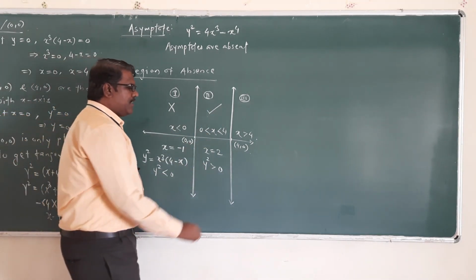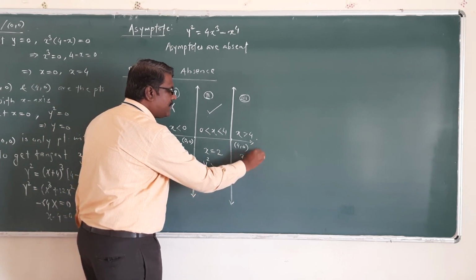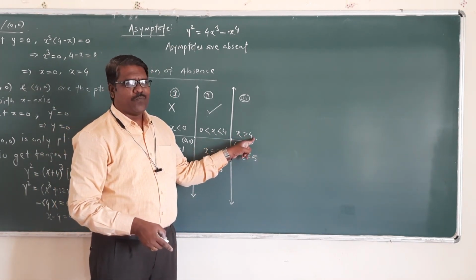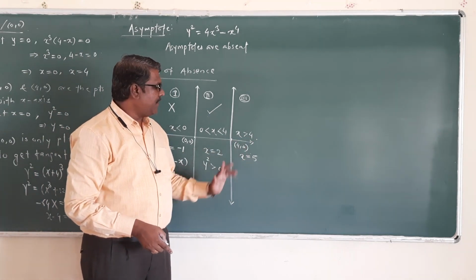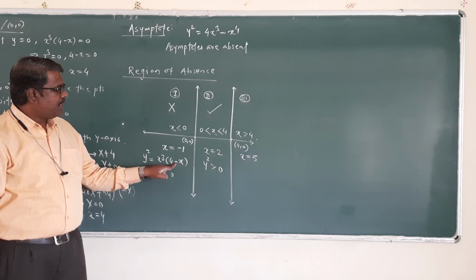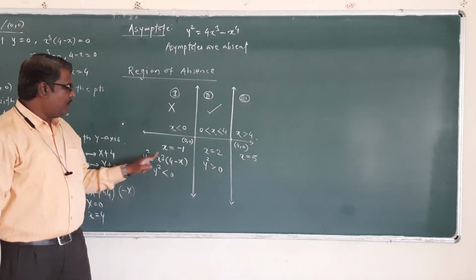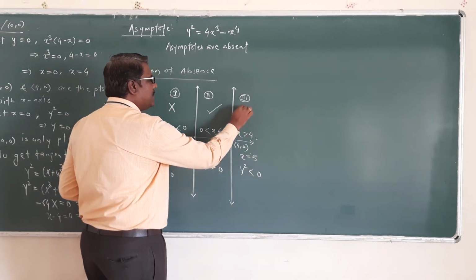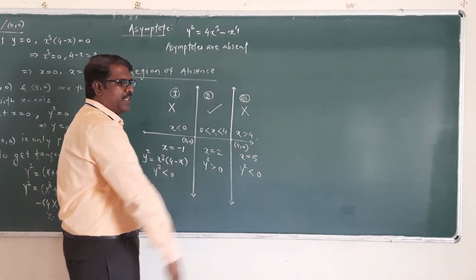Now in the third partition, choose the value of x as 5, because the third partition is x greater than 4. So choose x equal to 5. When x is 5, x cube is positive, but 4 minus x is negative. So y square is negative, and therefore the curve is absent in the third partition.